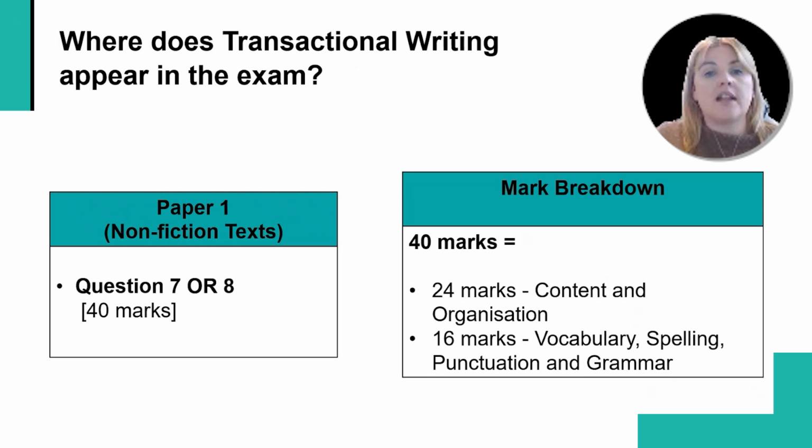The mark breakdown is slightly different to the reading questions. You're awarded up to 40 marks on this question alone, which makes up half of the paper. 24 marks are awarded for content and organisation, and 16 marks are awarded for vocabulary, spelling, punctuation, and grammar.